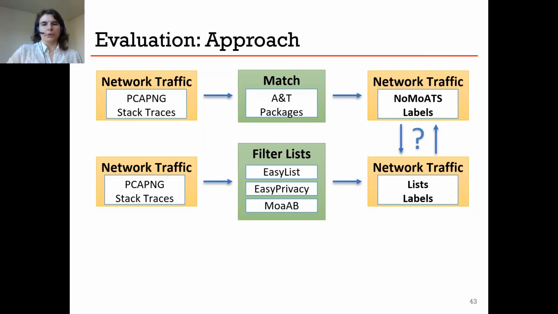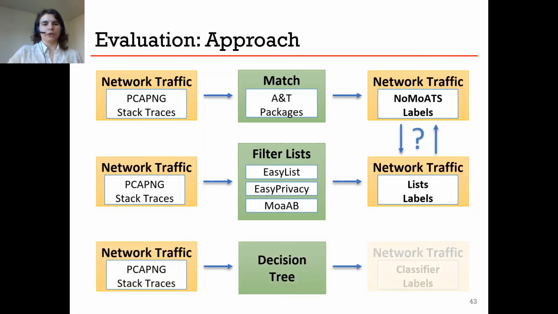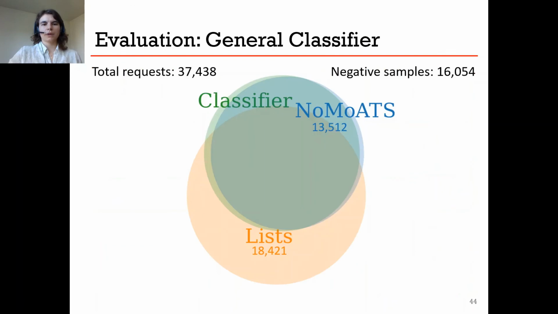Using this evaluation approach, we also evaluated our decision tree classifier. Here I will mainly talk about the general one, but we also evaluated the per app one in the paper. So we compared the labels provided by the decision tree to the other approaches. Here's a simplified Venn diagram where I show the classifier, NoMoATS, and the lists combined. As expected, the classifier and NoMoATS are largely in agreement with each other because that's what the classifier has been trained on. The classifier is slightly more aggressive, however. It labels close to 14,000 samples as positive.